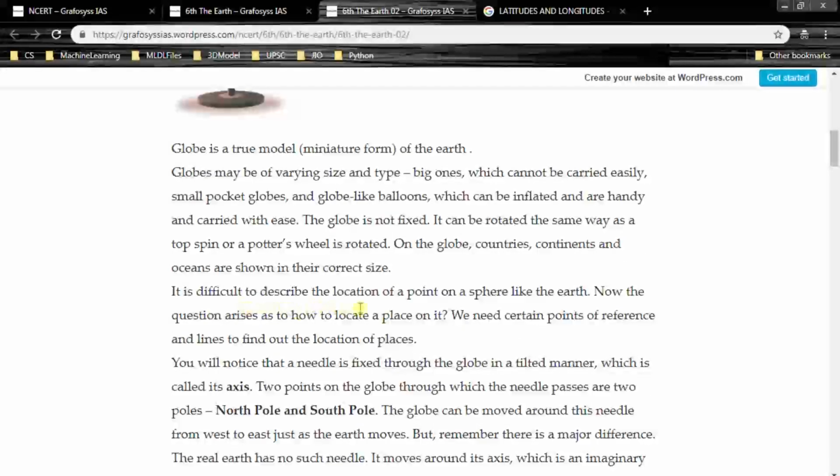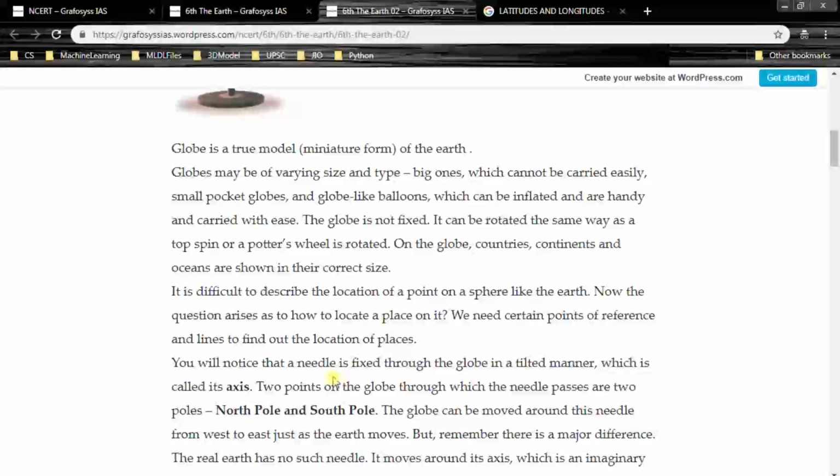It is difficult to describe the location of a point on a sphere like the Earth. Now the question arises as to how to locate a place on it. We need certain points of reference and lines to find out the location of places. So to locate a point, we need some reference lines.